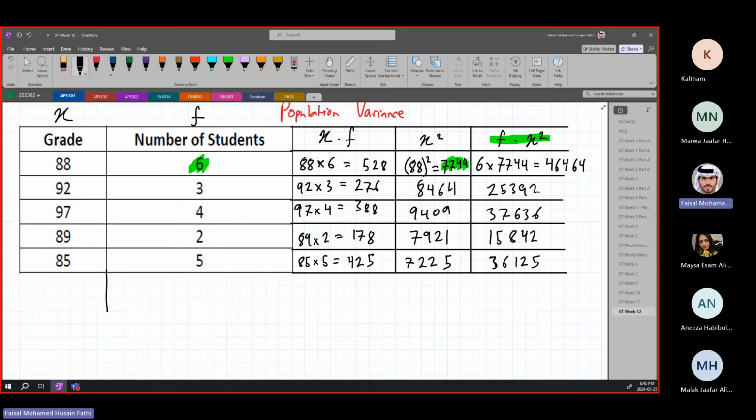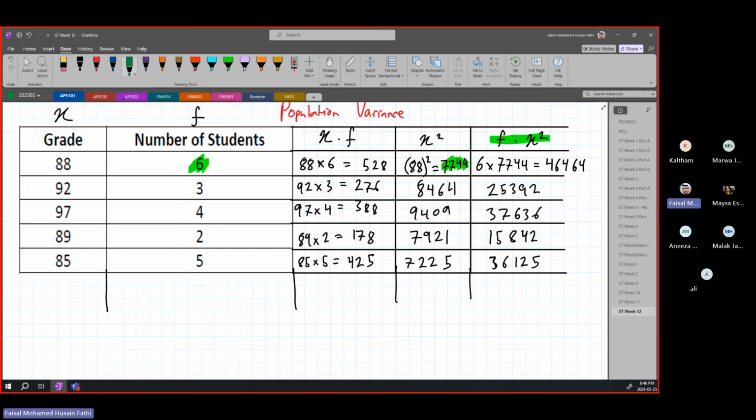Now you're going to need to find your sums. Remember, you're going to have to find the sum of the values that you need. The sums that you're going to need to find here, remember, this is our n, which is equal to sigma f. Sigma f only, just summing all these values, is going to be 20.